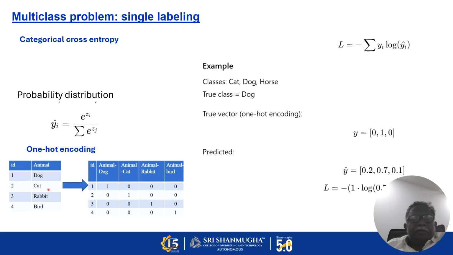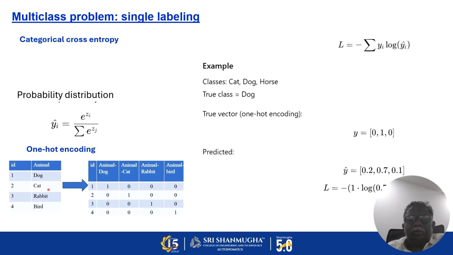So this is basically categorical cross entropy, where in the binary one we use the sigmoid function. Here we use softmax for the probability distribution. Okay, so the classes may be cat, dog, horse. All come under the category of animals. The true class is dog.